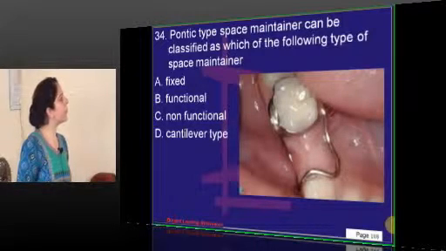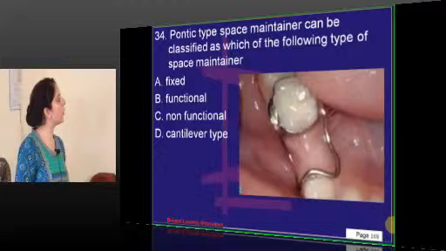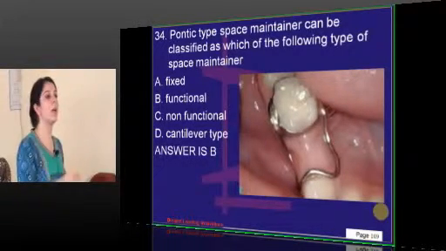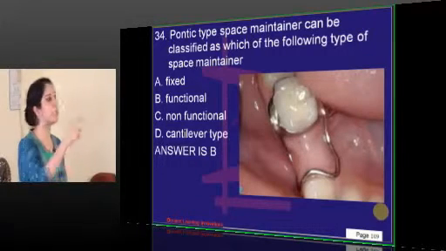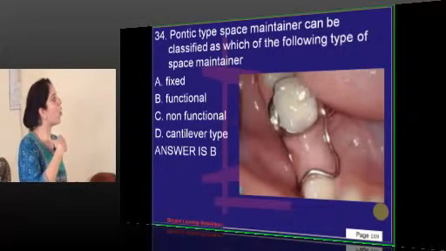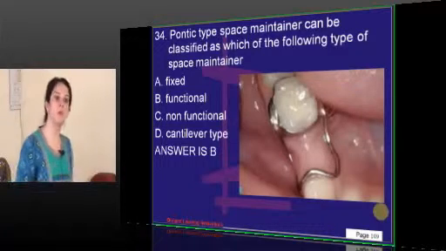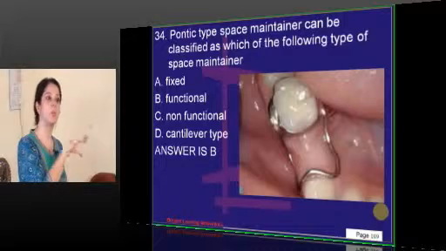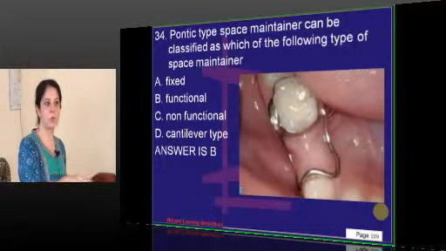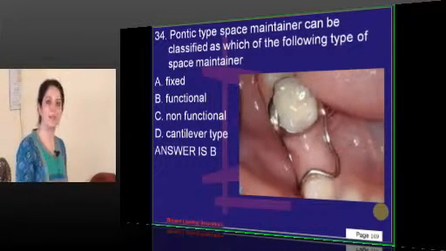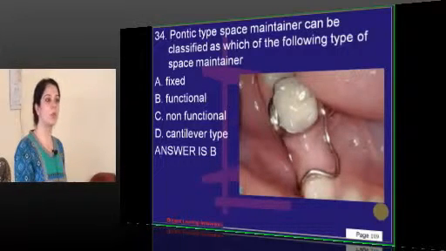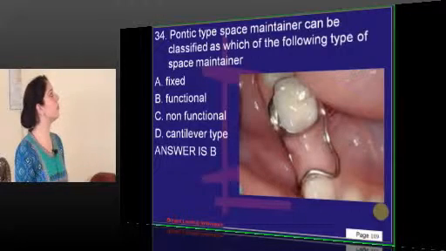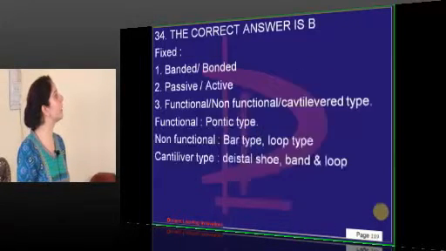A pontic type of space maintainer can be classified as which of the following types? It is functional. Why? Because a non-functional one usually would not use a crown. It would just be a band and a loop. When you talk about functional, it means it gives function to the arch. So when you put a crown, you are replacing the tooth with an almost anatomical tooth structure. So the functions of chewing, mastication, talking, etc., are restored to normal. That is why the one with the crown is called a functional space maintainer.